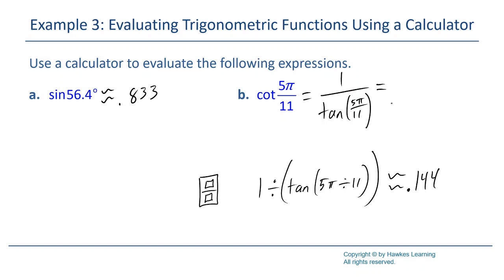This is another option. This would have been a lot more inconvenient, but you should be able to do cosine of 5 pi over 11 divided by sine of 5 pi over 11, because cotangent is cosine over sine. So that should also be another way, if you don't want to do 1 over tangent. Whichever way floats your boat, they should come out the same answer.